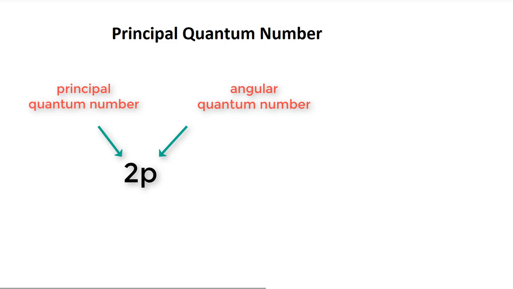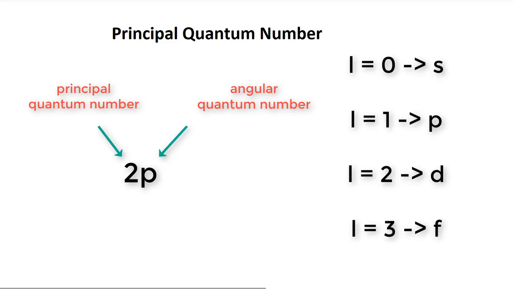Of course, what do I mean by a letter? I have said that the angular quantum number is of course a number. Well, it turns out, and it's mainly because of historical reasons, we represent different angular quantum numbers by letters. L equal to 0 is represented by S, L equal to 1 is represented by P, L equal to 2 is represented by D, L equal to 3 is represented by F, and after that it just goes alphabetically. L equal to 4 is represented by G, L equal to 5 is represented by H, and so on.